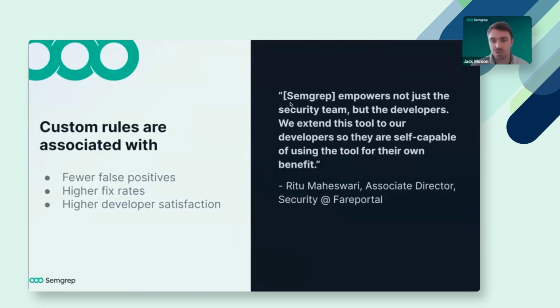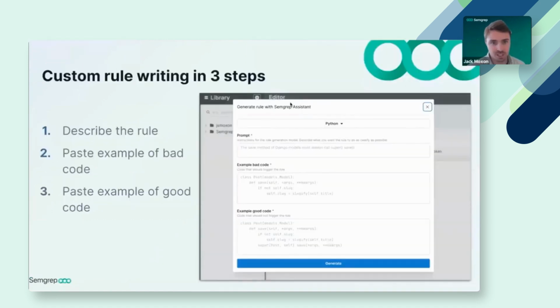And custom rules are so important across the board. They are associated with fewer false positives, higher fix rates, and higher developer satisfaction because those rules are tailored to your code base. And we're really excited to announce that we are nearly shipping a new feature that makes it really easy to write custom rules. In 3 steps, you can write a custom rule. You give it a 1-sentence prompt, you paste an example of bad code, and you paste an example of good code. You click generate, and you now have a rule that's been drafted for you.